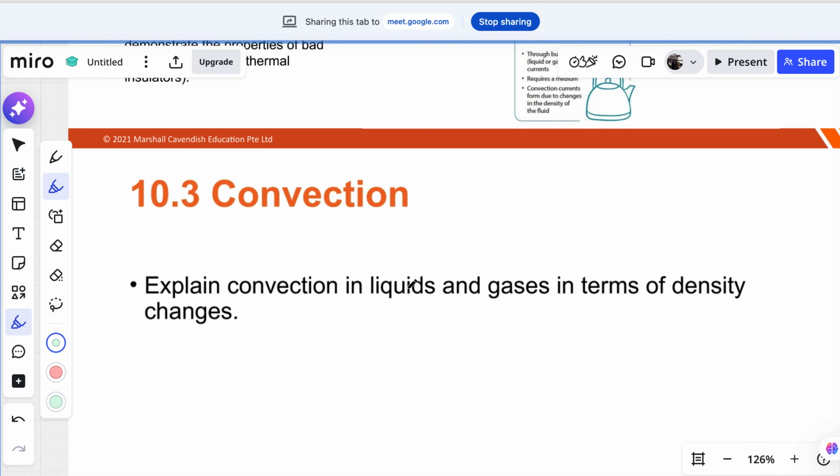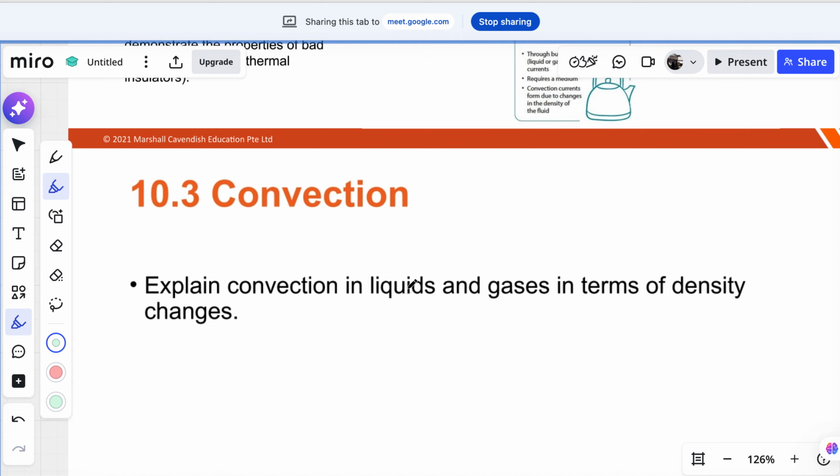Now let's take a look. How do liquids and gases transfer thermal energy? By convection, and the process is through convection currents. Okay, by convection. Now let's take a look at an example. Water. When you take water in the liquid or within the gas. Okay, so this is how convection happens.